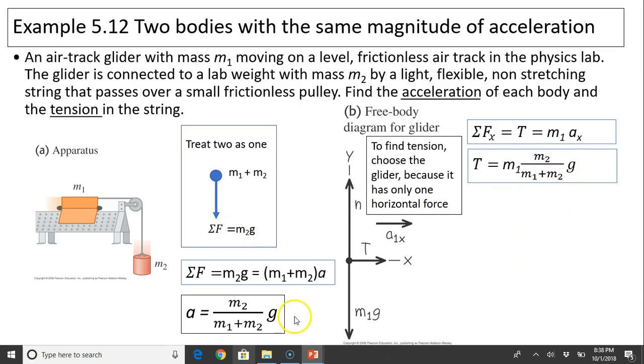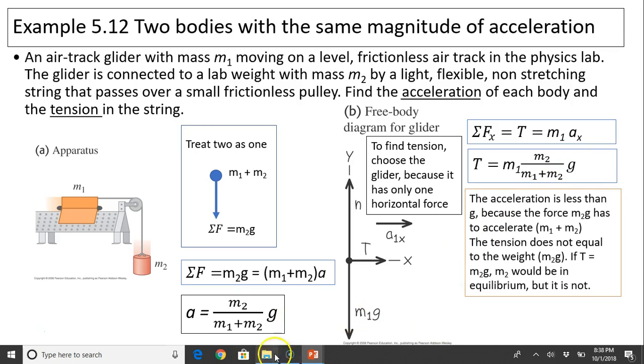So now consider the result. What can we conclude from that? We see acceleration is less than g. That makes sense, right? Acceleration is less than g because there's a tension going upward to hold m2. And it's also because the force m2g has to accelerate both masses, not just m2. That's why acceleration is less than g. Next, the tension. Look, the tension does not equal m2g. As a matter of fact, the tension is less than m2g.